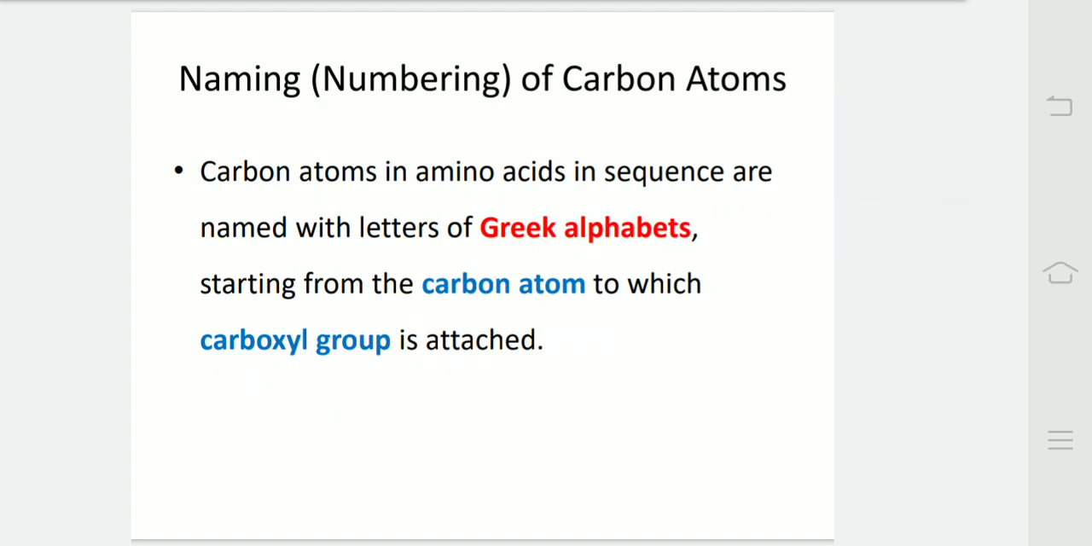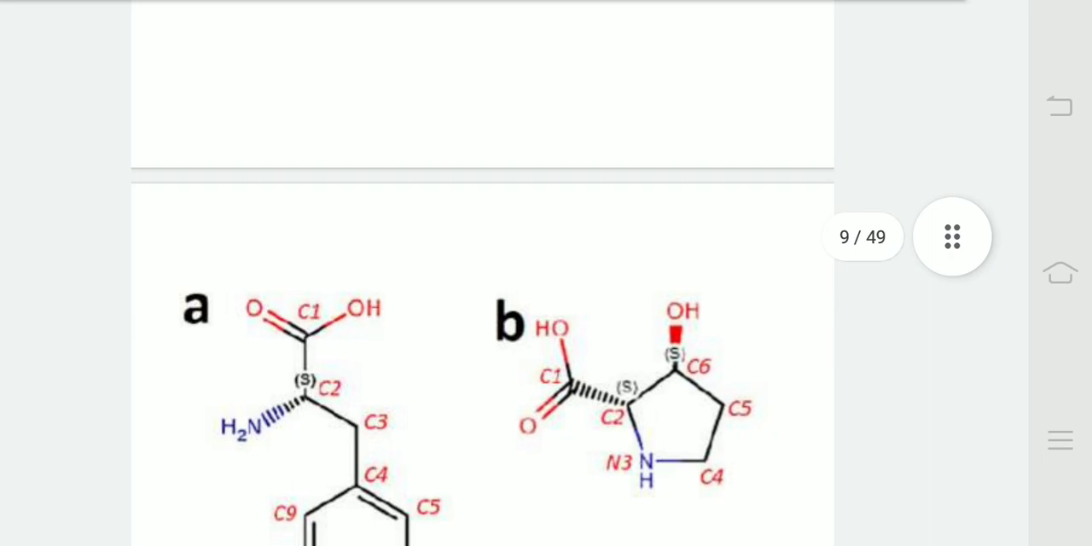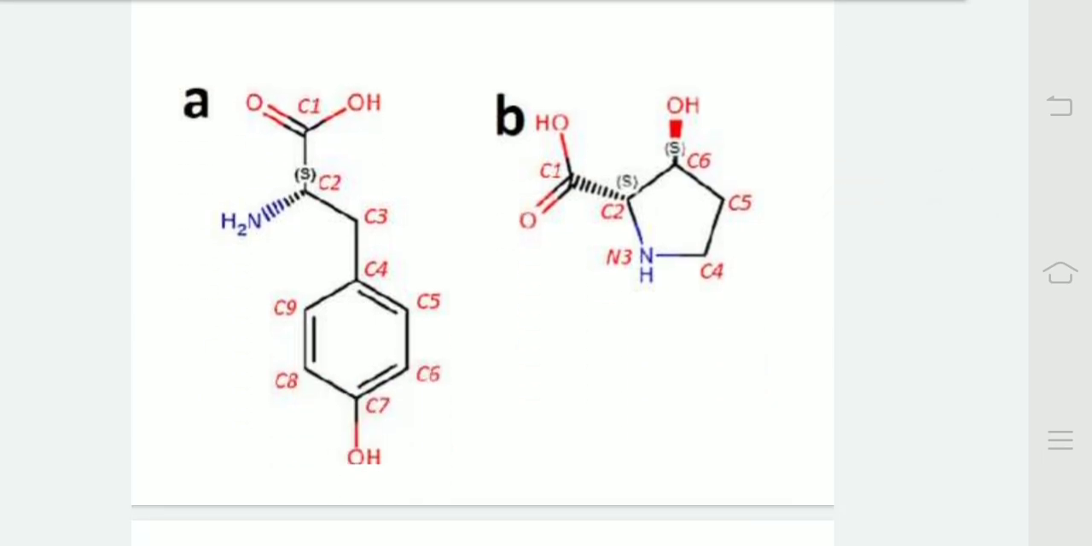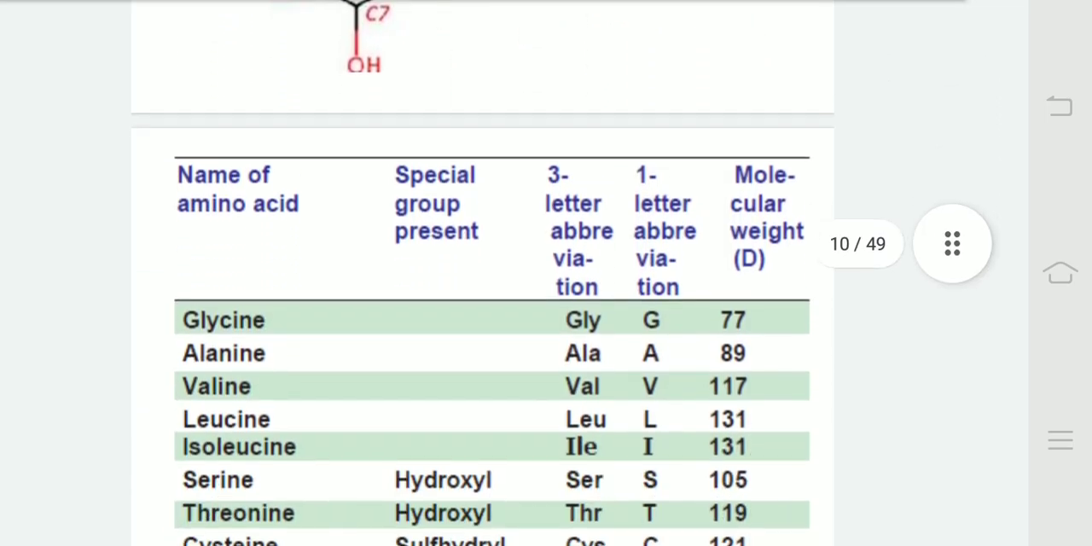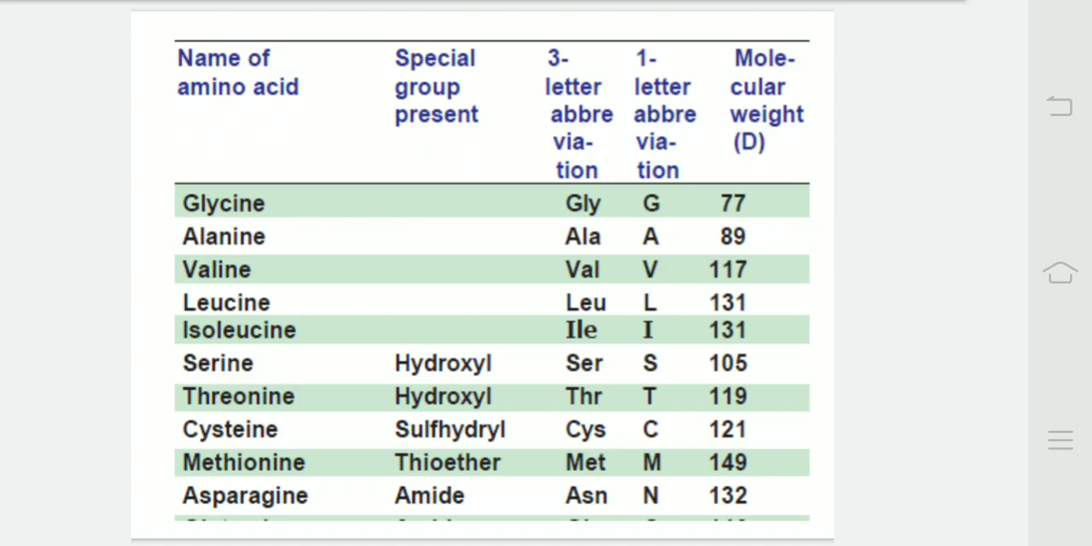Naming or numbering of carbon atoms. Carbon atoms in amino acids are named in sequence after letters of the Greek alphabet, starting from the carbon atom to which the carboxyl group is attached. In this diagram, we can see that C1 is the carbon atom where the carboxyl group is attached. In this table, a list of amino acids is given along with the three-letter abbreviation, one-letter abbreviation, and molecular weight.